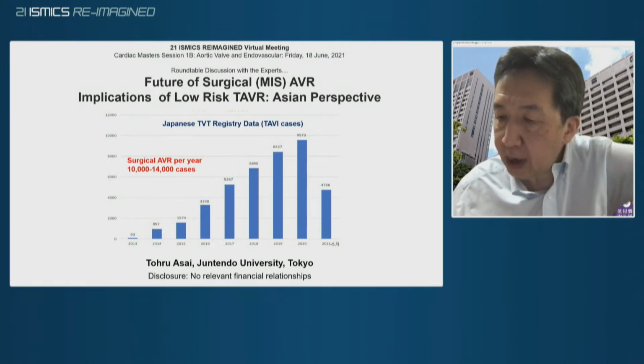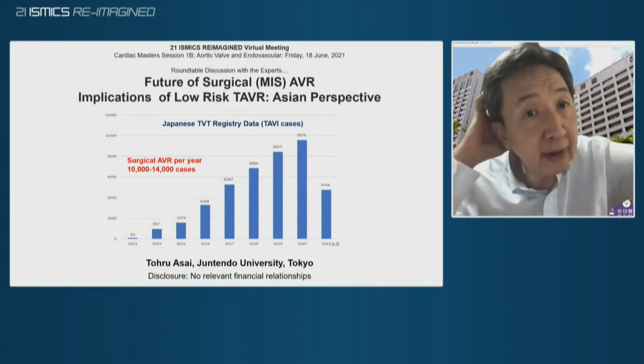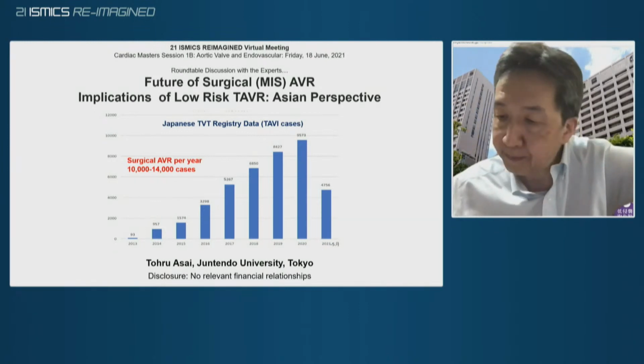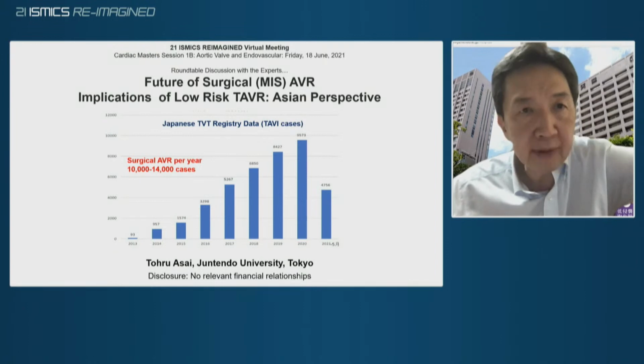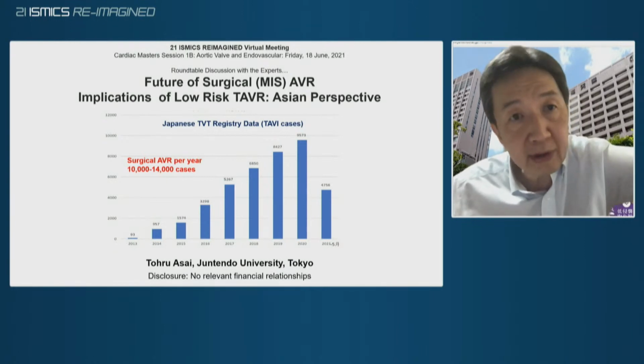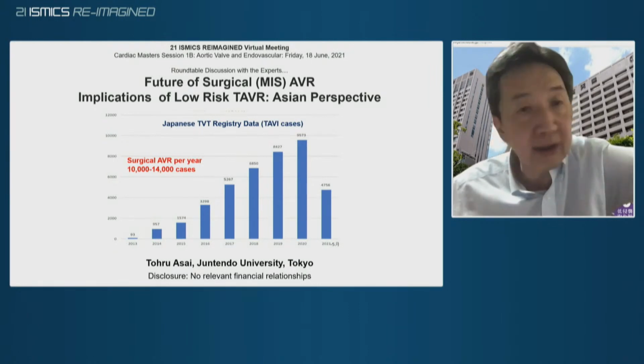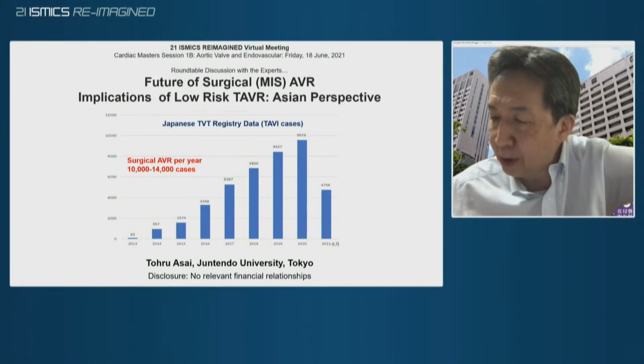Can you go to another aspect, our insurance system. In Japan, we have universal health coverage. This covers most of even a very expensive TAVR procedure, so patients don't have to pay too much. They do pay some, but they don't have to pay a big expense for the TAVR procedure.